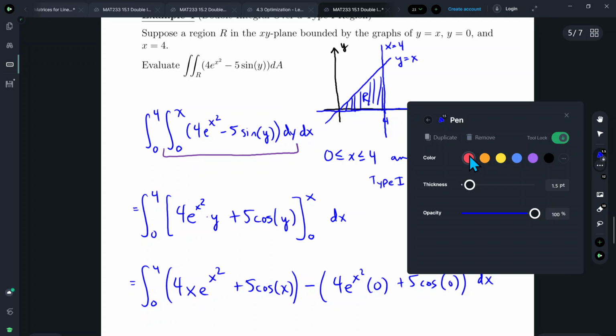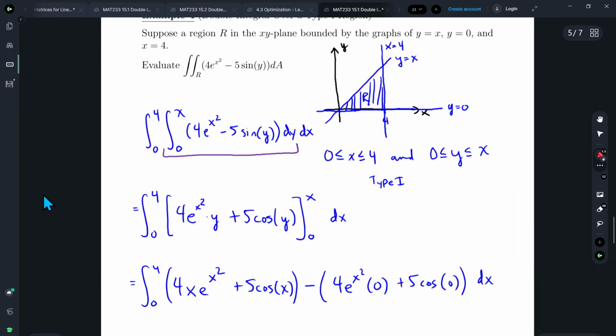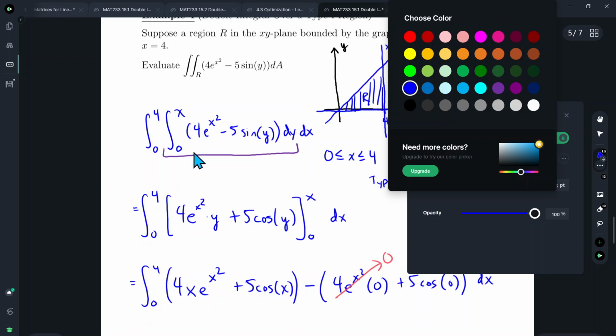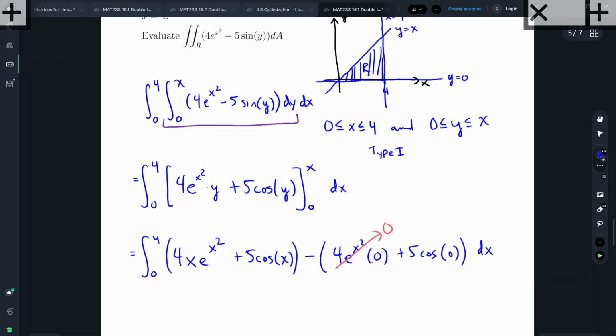Okay, so this term here is multiplying by 0, so that goes to 0. However, we have to be careful here. Cosine of 0 is 1, and so 1 times 5 is 5. Okay, so this term here is 5, right?